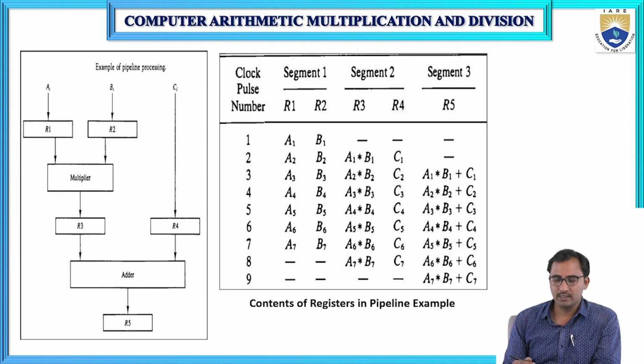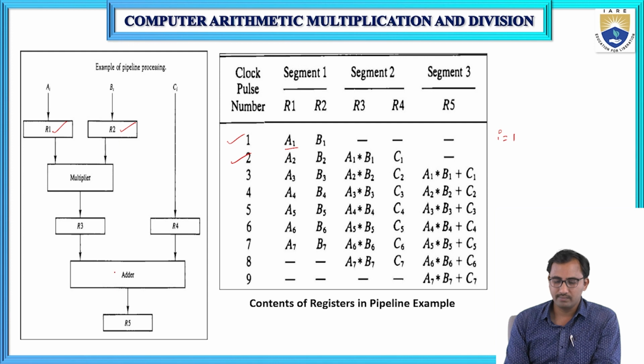So here we can see the step-by-step manner during each step. Here, the clock pulse number. During the first clock pulse, because initially I is equal to 1, A1 and B1 are the inputs. So A1 will be loaded to R1, B1 will be loaded to R2. Okay, so that is the operation during the first clock cycle.